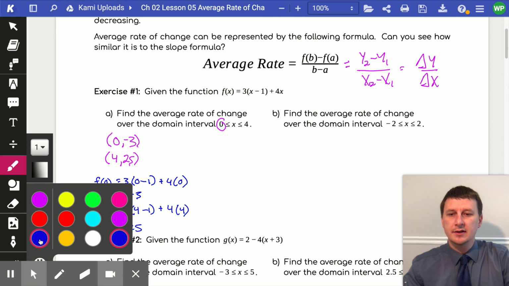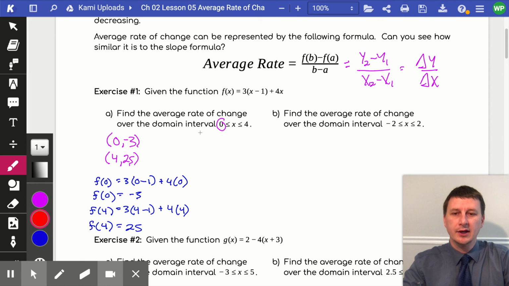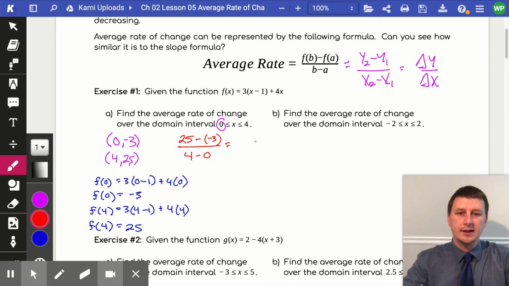And you're going to go ahead and subtract your second y value, 25, minus your first y value, which is negative 3. And you're going to divide that by your change in your x values, which is 4 minus 0. And what you'll get there is 25 minus negative 3 will give you 28 over 4.